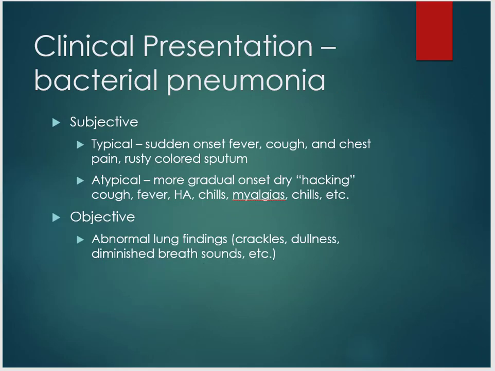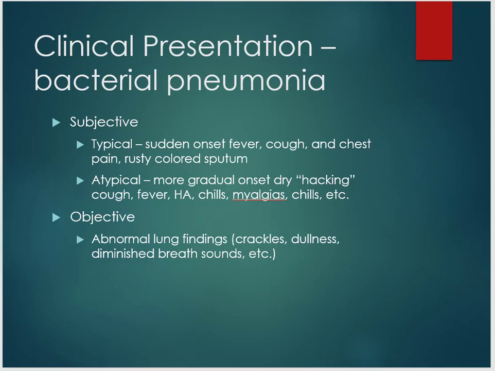Goodness. When your patient presents and you're concerned about bacterial pneumonia, there's some key information that you need to get subjectively. You're asking more about what's gone on, and you may see that the patient has had a sudden onset of fever, cough, some chest pain, and they may have some rusty colored sputum. Some atypical symptoms include a gradual onset with a dry hacking cough, fever, headaches, chills, malaise, etc. Those are not typical of a bacterial pneumonia.